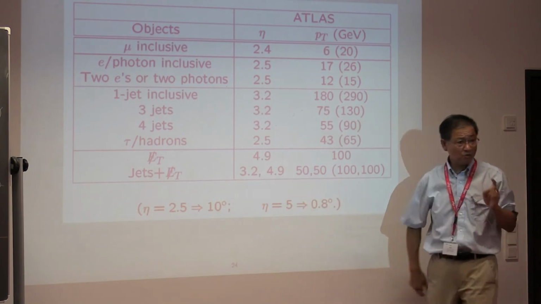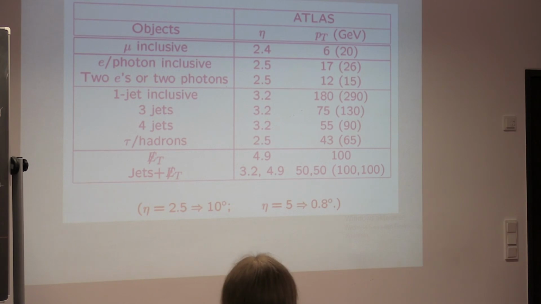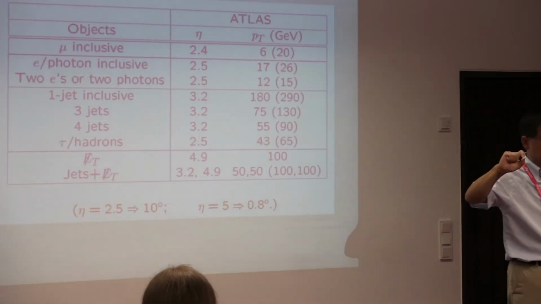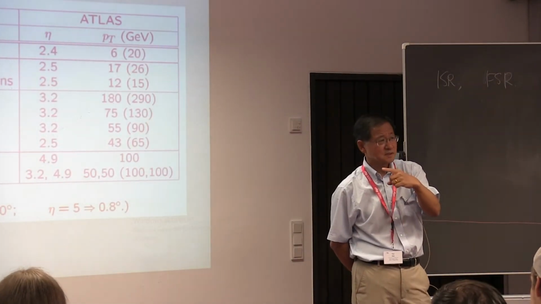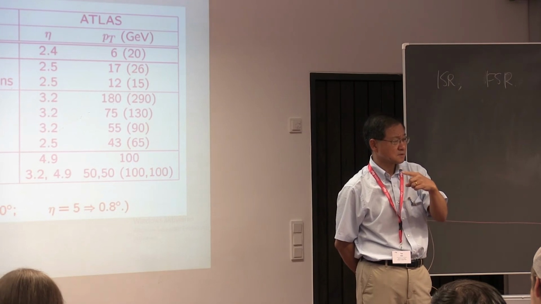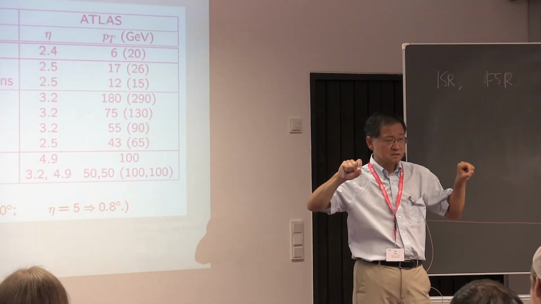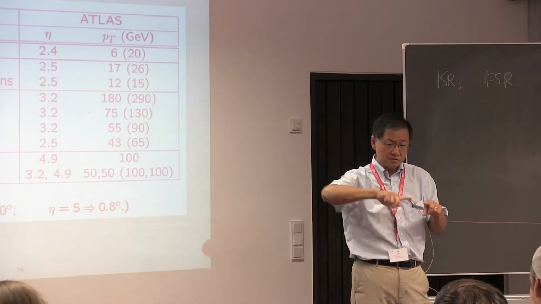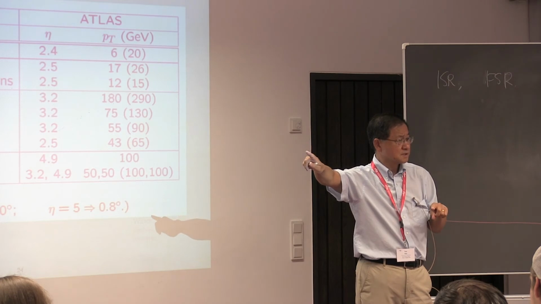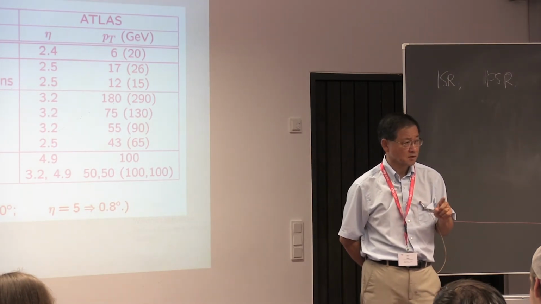Rapidity 5 is as far as the detector can cover. It's absolutely impressive. Both ATLAS and CMS are able to cover rapidity 4.9, basically 5. That's 0.8 degrees, about 1 degree. It's a tremendous achievement. With such a strong beam, the detector can cover the collection of events and particles at an angle with respect to the beam of around 1 degree. It's impressive.